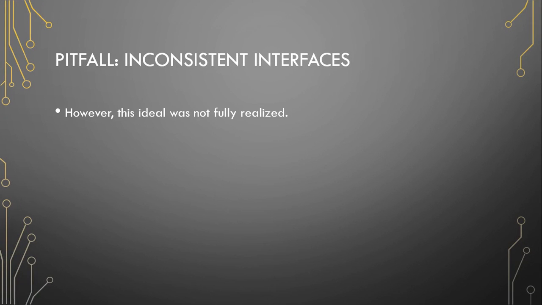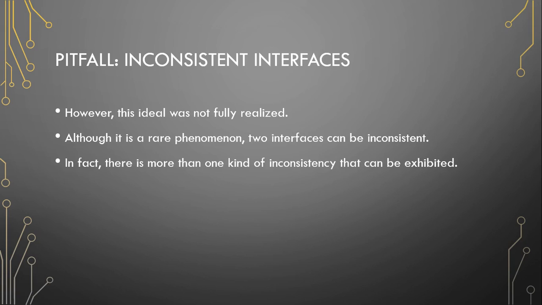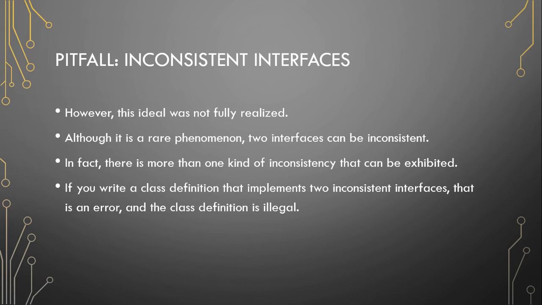However, this ideal was not fully realized, so there are some drawbacks to this perfect world. Though it is a rare phenomenon, two interfaces actually can be inconsistent. There are rare cases in which it can happen. In fact, there's more than one kind of inconsistency that can be exhibited. If you write a class definition that implements two inconsistent interfaces, that is an error, and the class definition is illegal. You'll get a compile error or something like that, telling you I can't do this. So let's take a quick look at how two interfaces could be inconsistent.